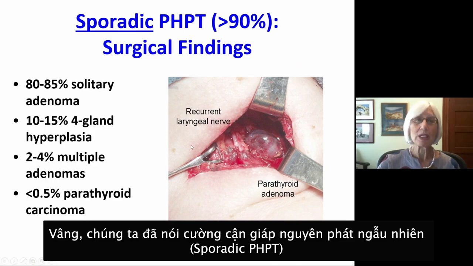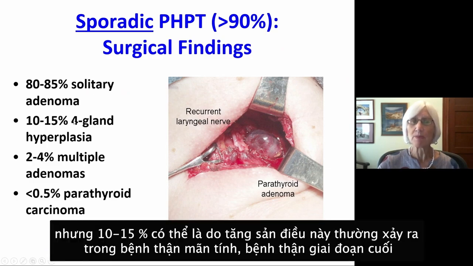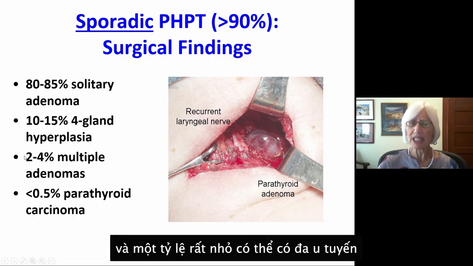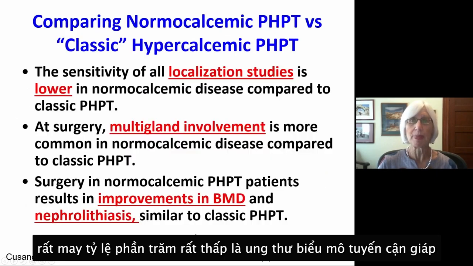So we talked about sporadic primary hyperpara. 80 to 85% of adenomas are sporadic, but 10 to 15% can be hyperplastic. This is usually in chronic kidney disease, end-stage renal disease, sometimes with lithium. And a very small percentage can have multiple adenomas. Thankfully, very low percentage are cancer, parathyroid carcinoma.